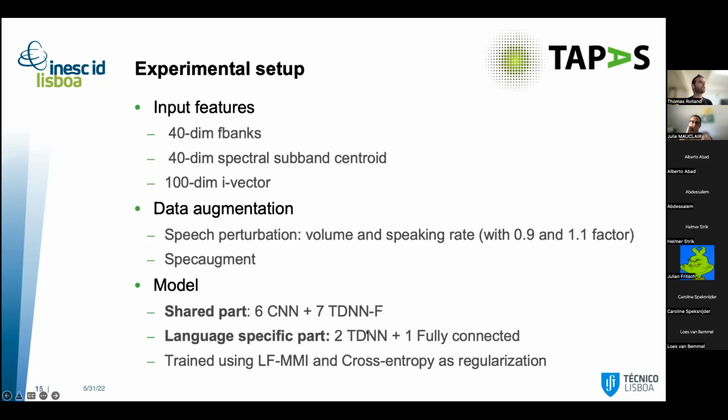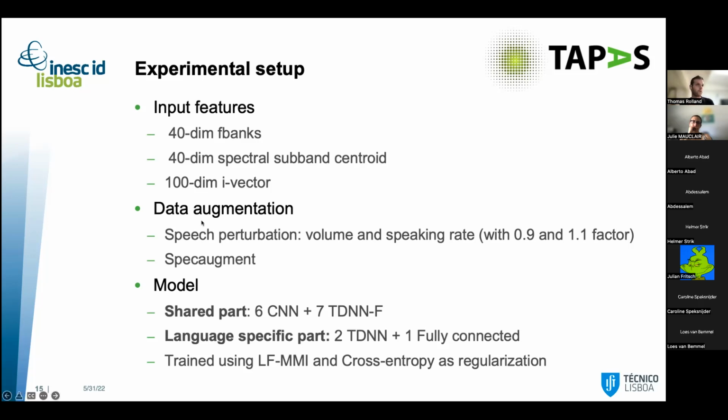In terms of input features, we use a 40-dimensional filter bank, and we use a 40-dimensional spectral subband centroid. Spectral subband centroid means you divide your spectrogram into 40 subbands, and for each subband you compute the mean energy, and that's your feature. We show experimentally that this spectral subband feature, when concatenated to the filter bank, slightly improves children's automatic speech recognition by giving more explicit information on the pitch, for instance.